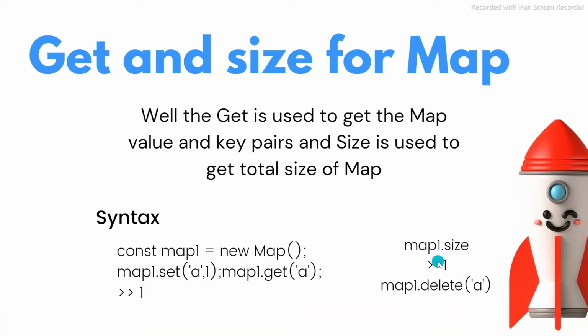And at last we have map.delete. When I say map1.delete of a specific property, it deletes that property as well as its value. When I delete a, it deletes 1 also. This is how we successfully created the map, set the values, used get and size, and deleted entries. And this is all about the map.